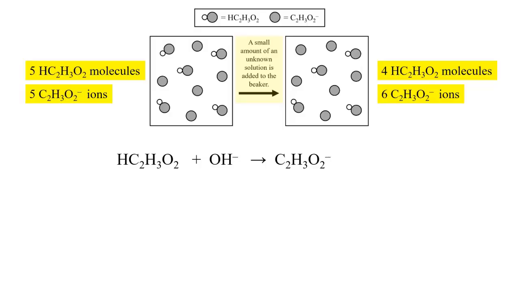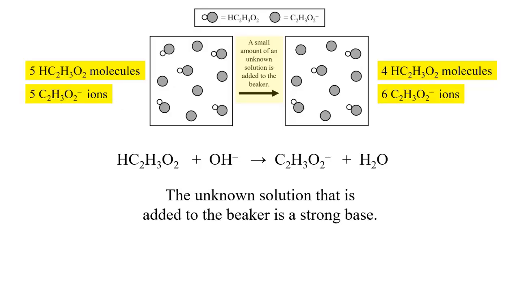Well, hopefully you can see that H+, or hydronium, would not be possible, but rather the hydroxide ion could remove the proton from the acetic acid and produce water along with the acetate ion, the conjugate base of acetic acid. So now we have determined that it was hydroxide ions that did this particular change to the particulate diagram, so therefore the unknown solution that is added to the beaker must contain hydroxide ions. It must be a strong base.